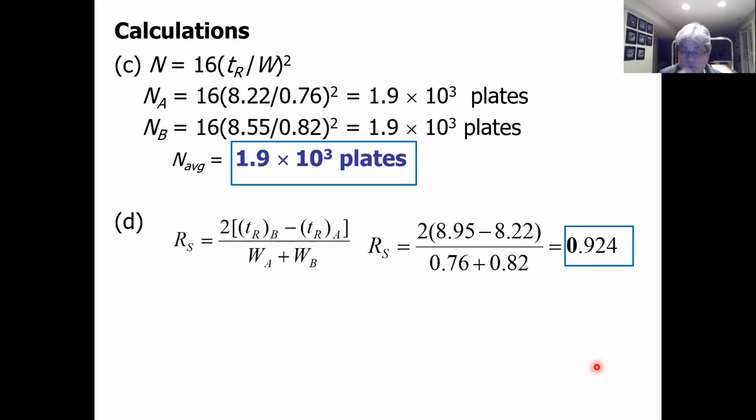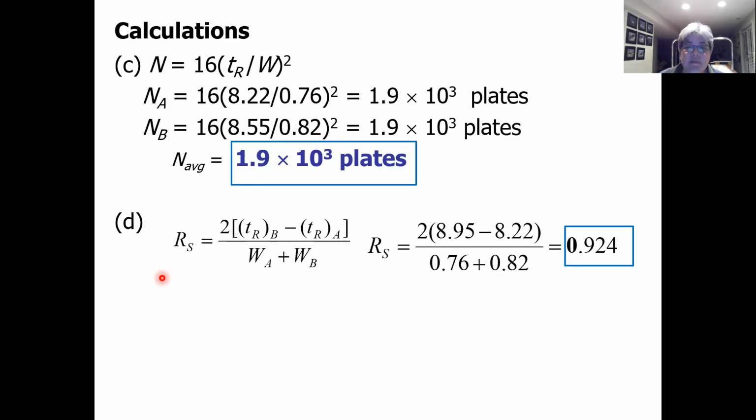C was calculation of the average plate height. So you have to calculate them for A and for B. Turns out they're the same if you're doing the right number of significant figures, which, notice, is only going to be 2. So your answer should have been 1.9 times 10 to the third.